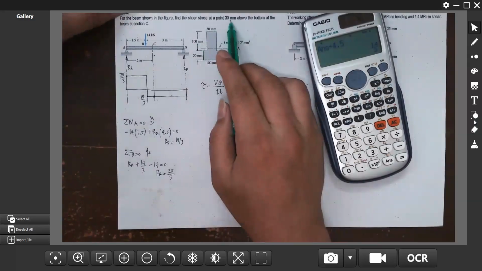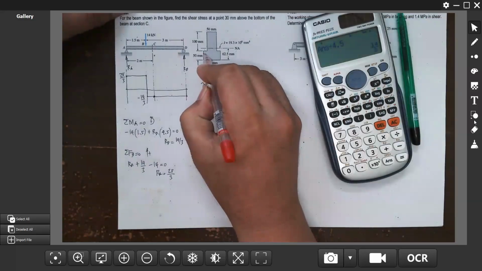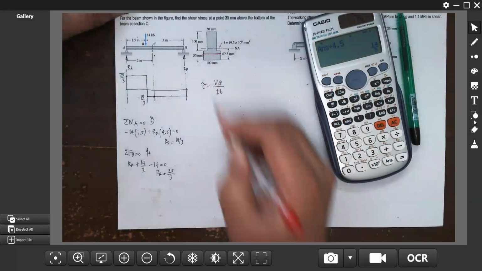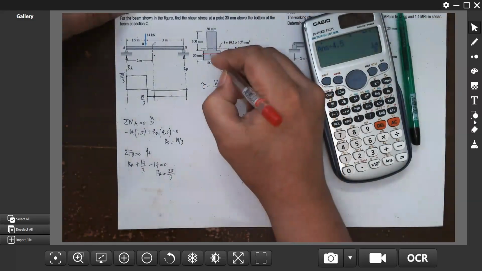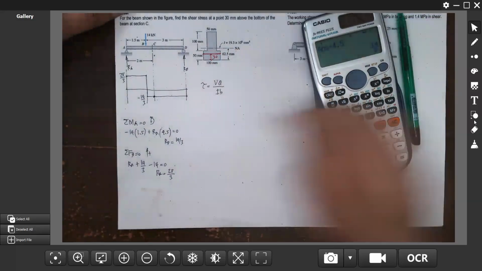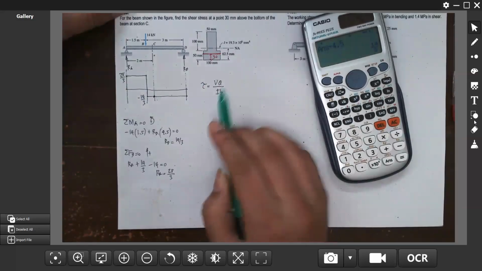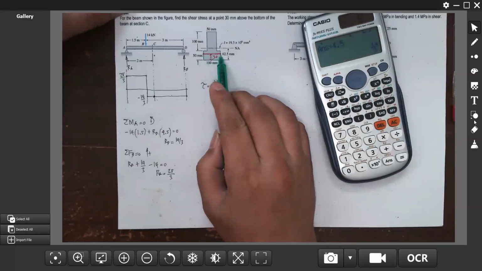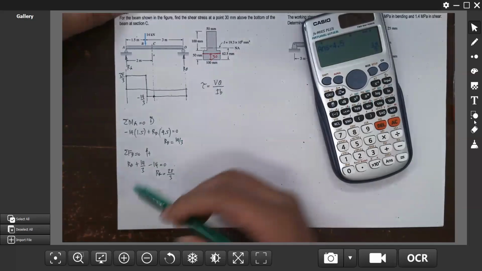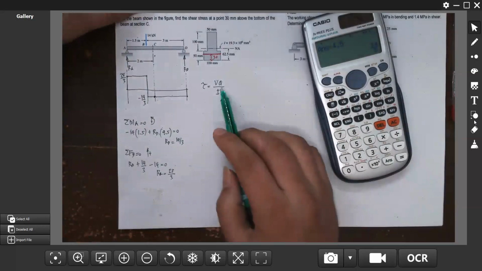The cutting section is 30 millimeters above the bottom. The value of B is 100, because B is the width of the cutting section. Then Q is area times Y.